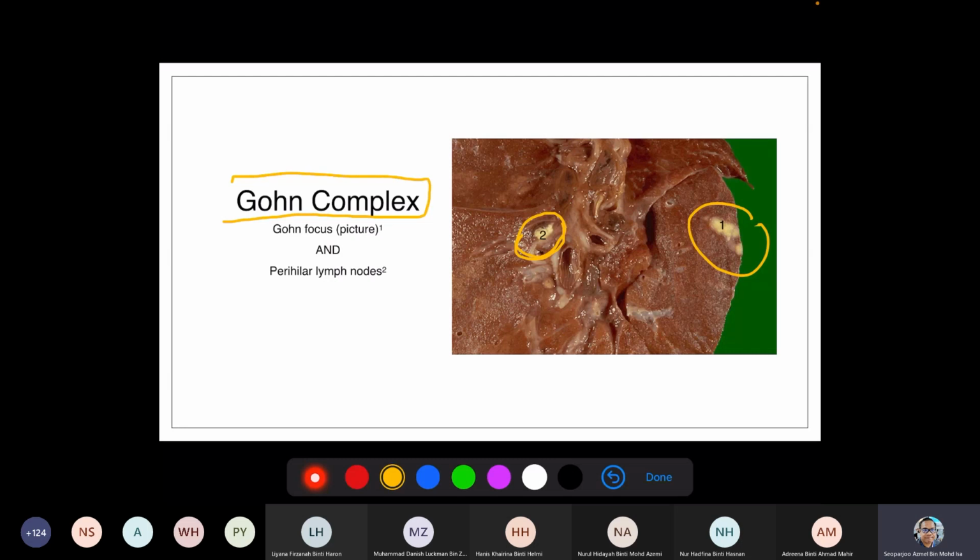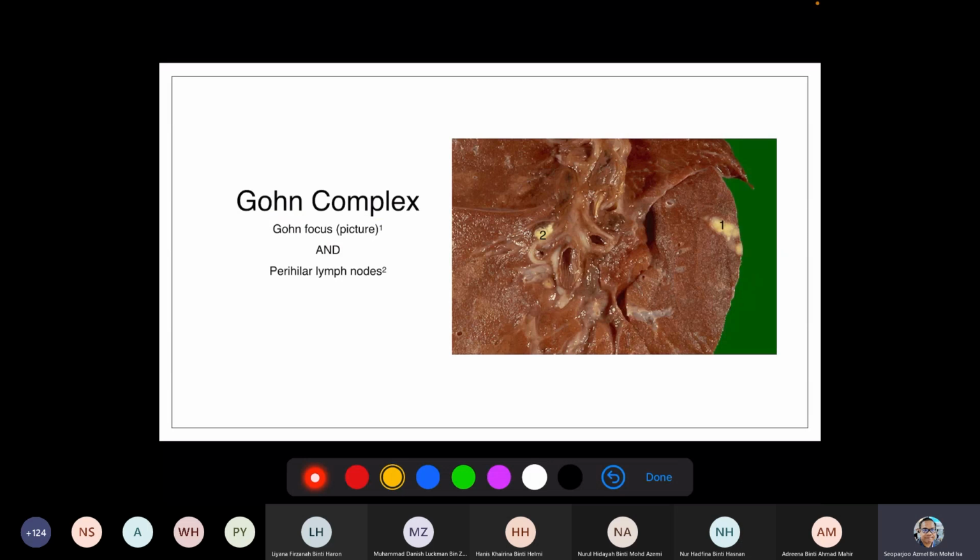All right. So the lesion within the lung parenchyma is usually what we call the Ghon focus. Remember, within the lung parenchyma is the Ghon focus, whereas the lesion in the lymph nodes we just name the perihilar lymph nodes. These two things are considered the Ghon complex. So remember, in primary TB, you will find the Ghon complex within the lungs.